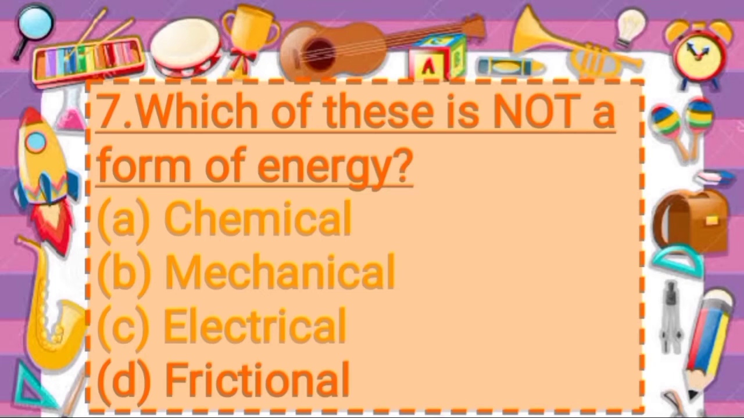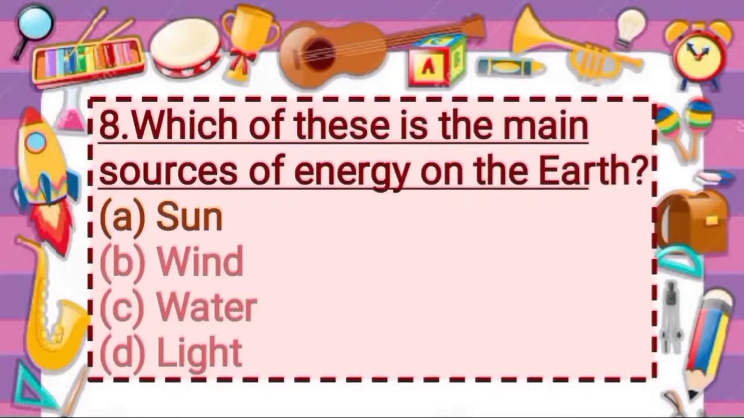And option D, frictional. So as you know, energy exists in various forms such as chemical, mechanical, heat, light, electrical, magnetic and sound. But option D, frictional, is a type of force. So here the answer is option D, frictional.